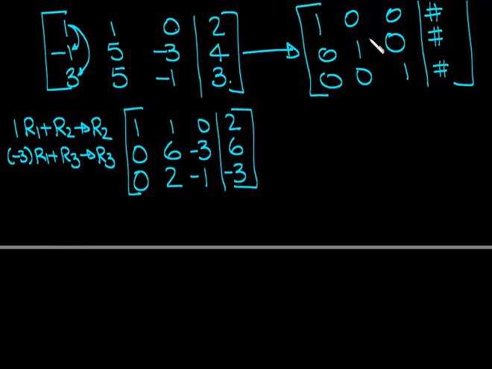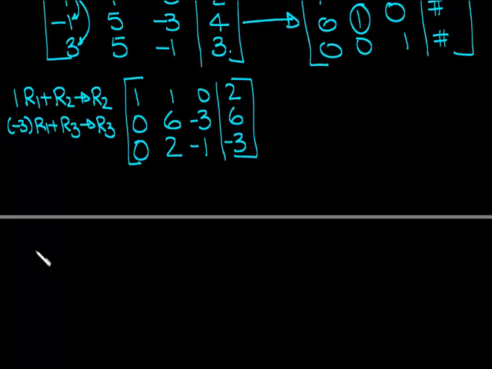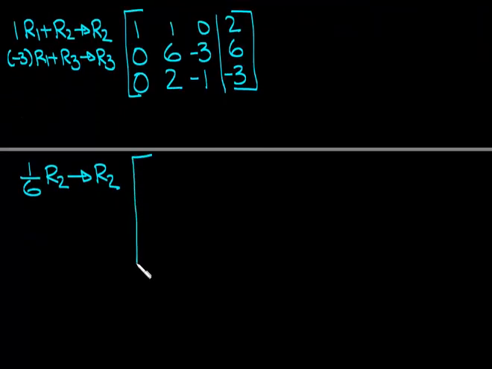Let's go to the next column. We want the 1 in the middle. So let's make that 6 a 1. In this case, I'll have to multiply the second row by 1/6 or divide the second row by 6. So I take 1/6 times row 2 gives us a new row 2. Okay, so let's do that.